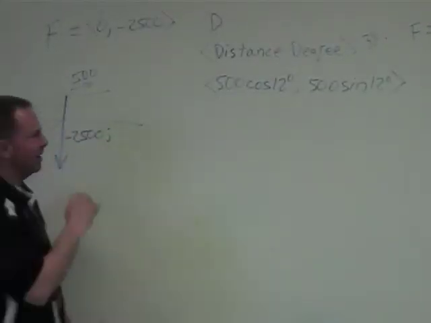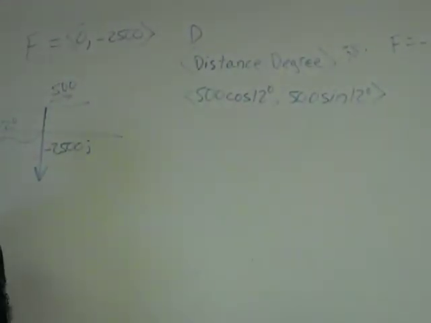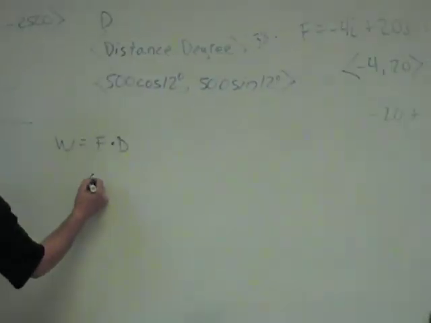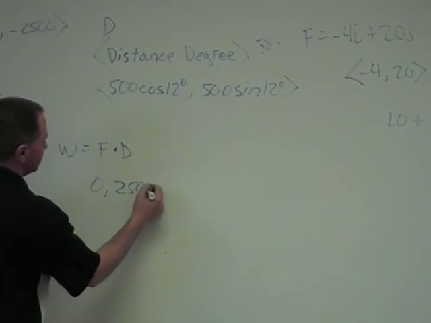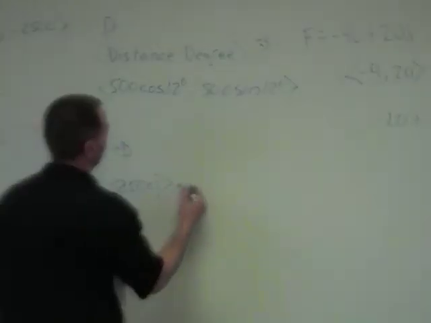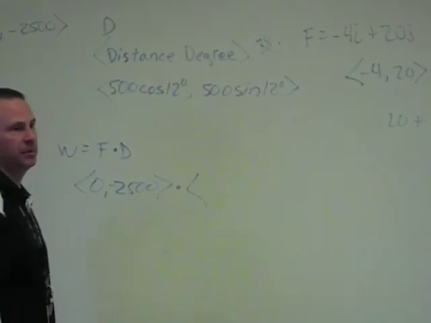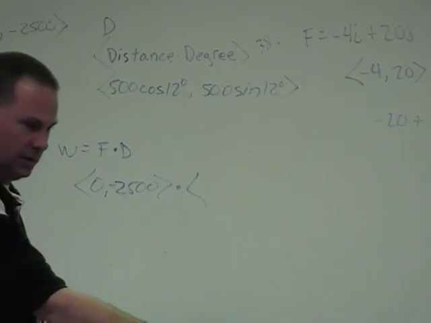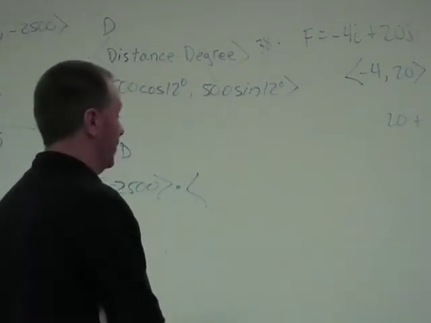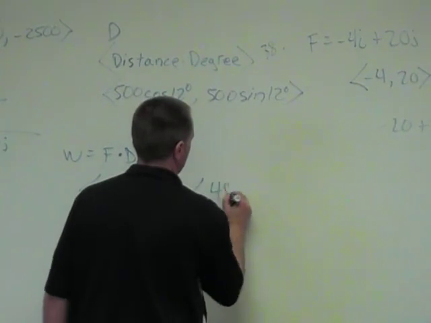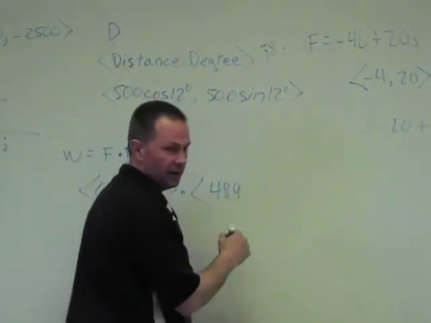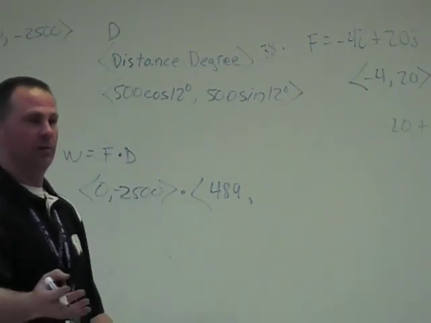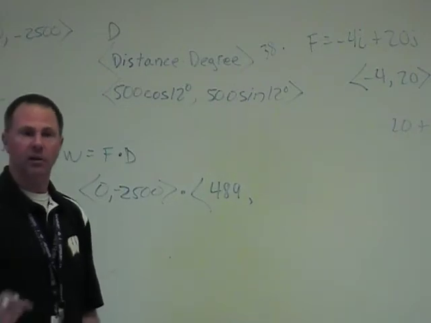So now you just have to do the calculation for work. Work equals the dot product of F and D. So you have 0 and negative 2,500, and the dot product between that and 500 times the cosine of 12 on your calculator. Make sure you're in degree mode. What did you get? 489. You rounded it, right? Be careful when you're rounding. When you look at the answers, know that they may have rounded in different spots, so you have to be fairly close.